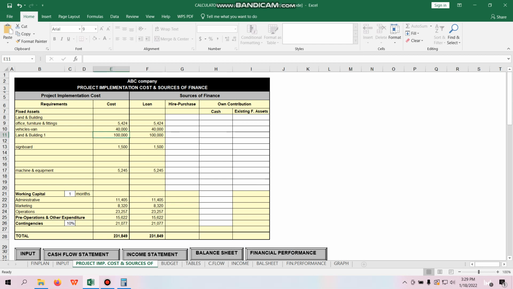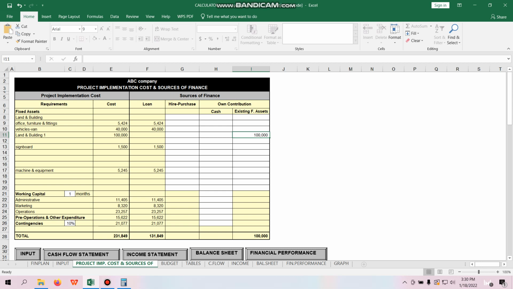Right now it is financed by the loan. Let's say you don't want to finance this from the loan because you have your own land, so you put in this number, 100K. Okay, you will see this thing disappear, because this cost is financed by your own building or your own land. So in this case your cost now is financed by loan 131,000 and 100K from the existing asset.